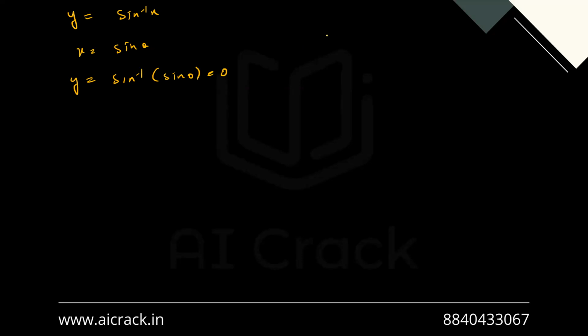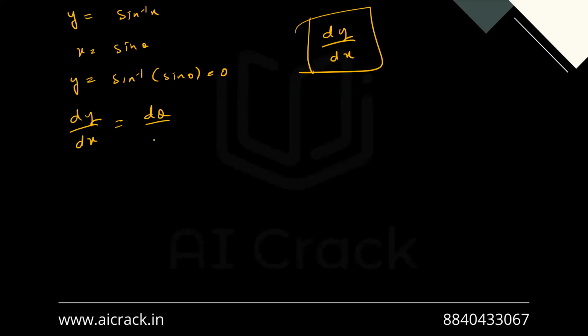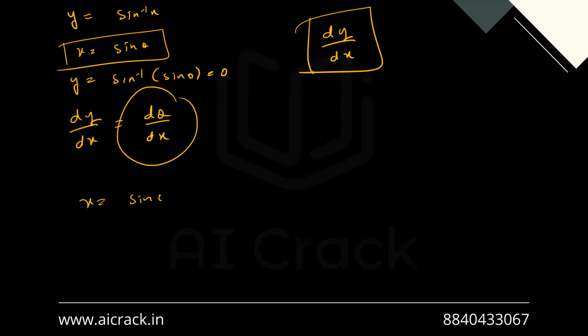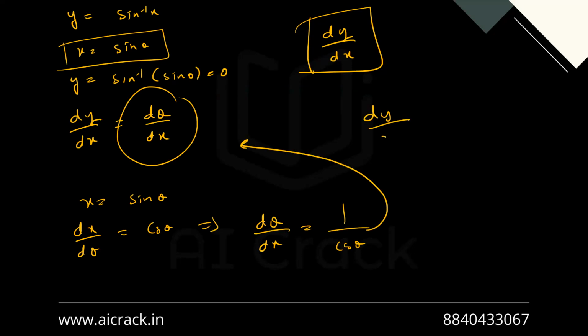Now what we have to calculate eventually is dy by dx, right? This is our purpose. So if we differentiate with respect to x on both sides, we'll be getting dy by dx equals d theta by dx. How do we get d theta by dx over here? We can get it from here. Okay. So x equals sine theta, then dx by d theta would be cos theta, right? So basically d theta by dx would be 1 upon cos theta, right? So we can use this over here. We'll be getting dy by dx equals 1 upon cos theta. Now what was our original substitution? That was x equals sine theta.